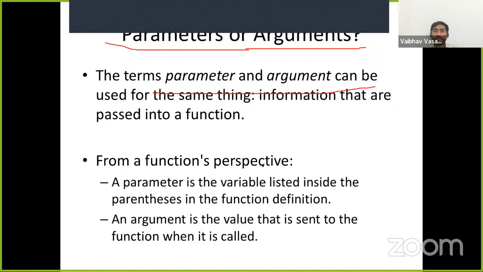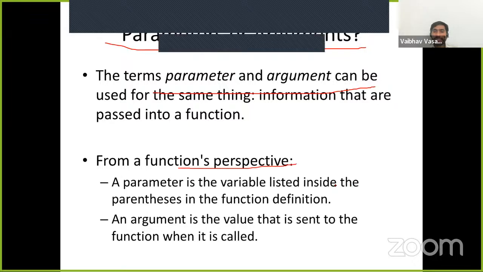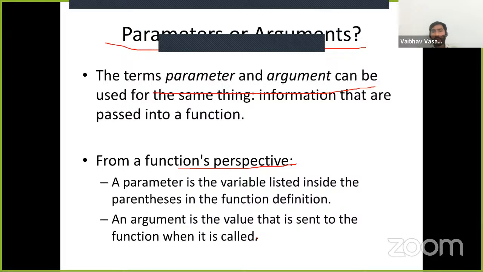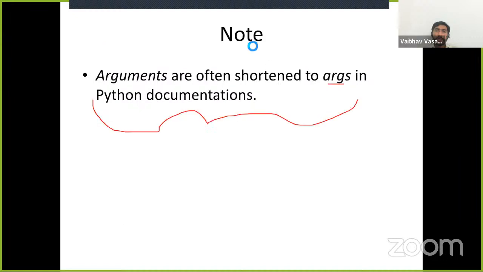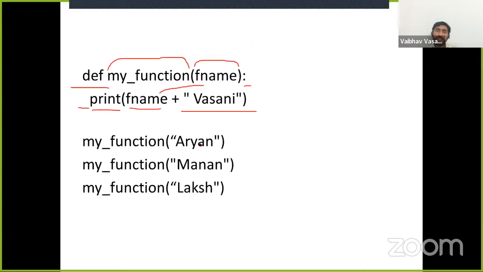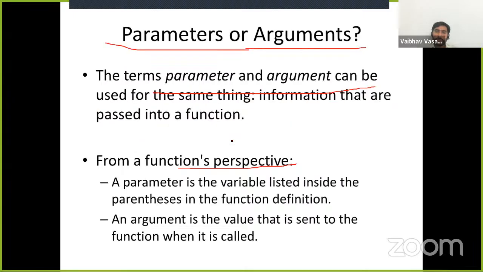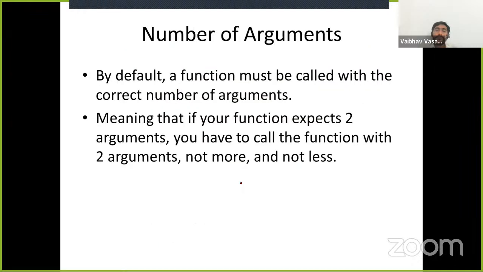From a function's perspective, a parameter is a variable listed inside the parentheses when you define. The argument is the value that is sent to the function when it is called. So coming to this, this is the parameter, and this is the argument. The argument we call it, and the parameter we provide as the variable.